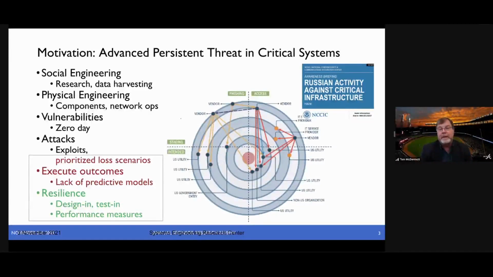What we are actually interested in here is what that means in terms of loss, so we can prioritize our response to those threats, and then how we execute the outcomes of that. And so in this particular case, we lack models that would describe the impact of a generic type of threat in terms of outcomes on the system. And then finally, resilience. So how do we make sure that the system remains available or recovers or adapts in the presence of a threat, which needs to be designed in and tested in, and also has to be defined by requirements and performance measures. And so we've really been interested in that bottom side in terms of this methodology.